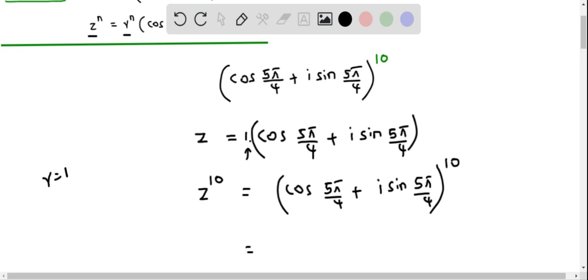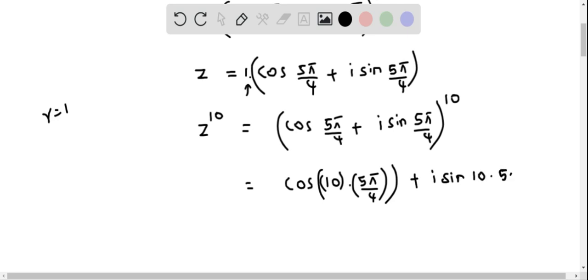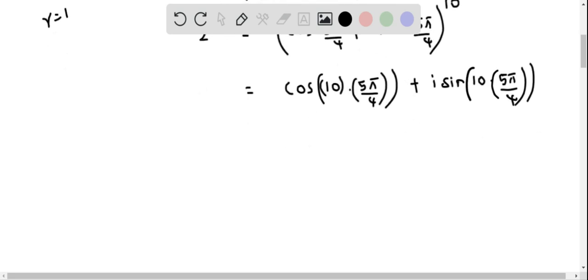So when we apply this De Moivre's theorem, we see that it is 1 raised to the power of 10, which equals 1. And then we have to apply De Moivre's theorem, that is, this 10 will get multiplied inside the argument. So therefore this becomes cosine of (10 times 5π/4), and we close this bracket, plus i sine (10 times 5π/4). So these two are getting multiplied. Now we have to evaluate this complex number.